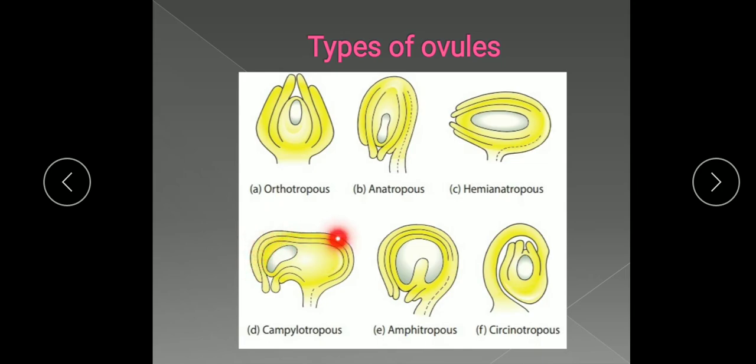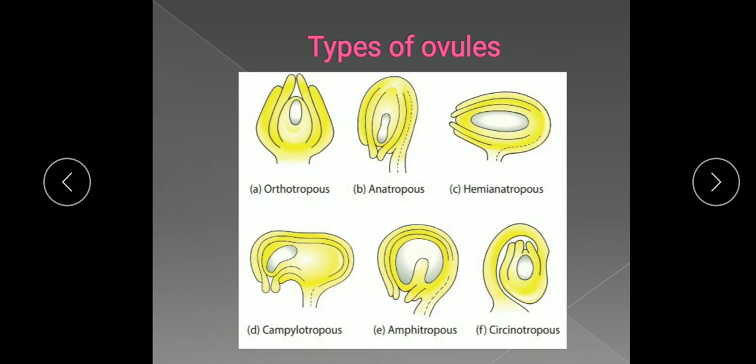So it is a curved body, but its curvature is less than that of the anatropous ovule, and the micropyle and chalaza are not in a straight line. You see the micropyle is downside, and here the chalaza. So they are not in a straight line, and the funicle lies at a right angle to the chalaza. This condition is known as campylotropous, example Chenopodium.